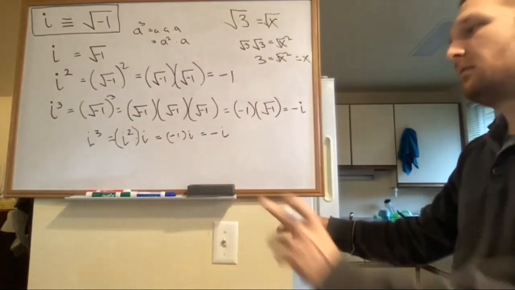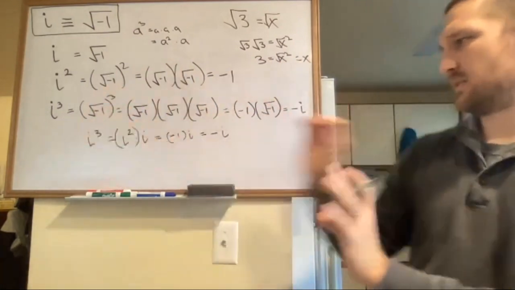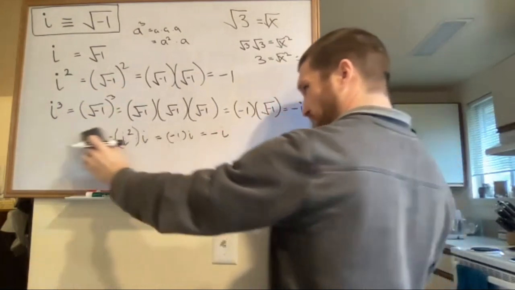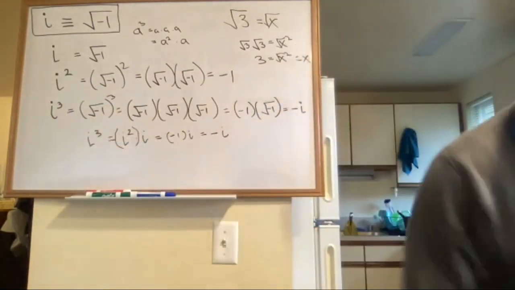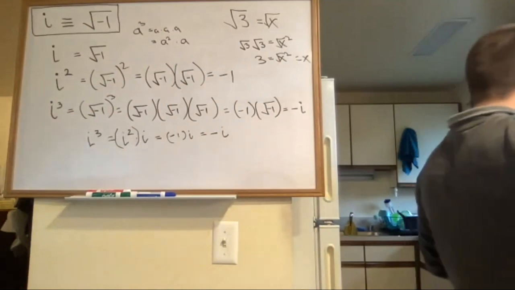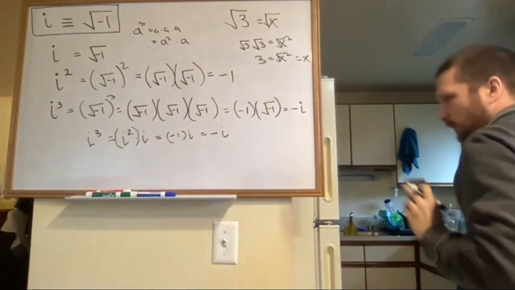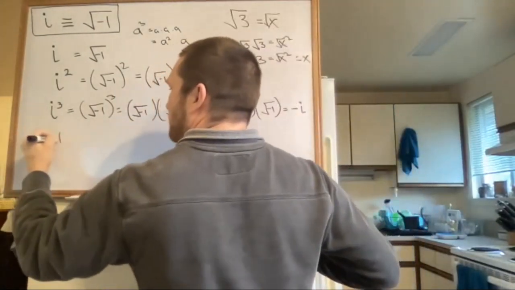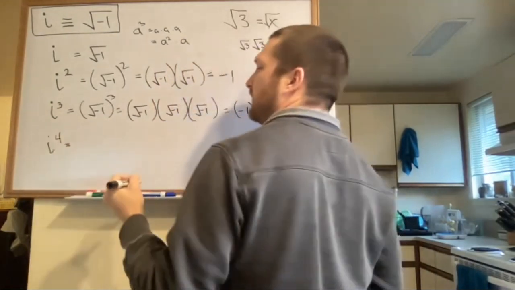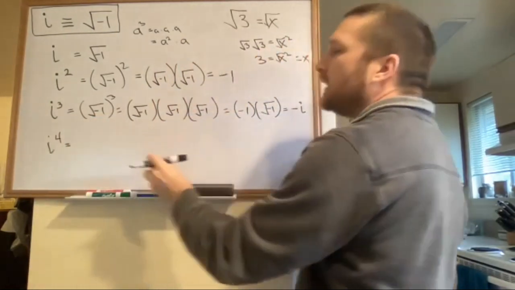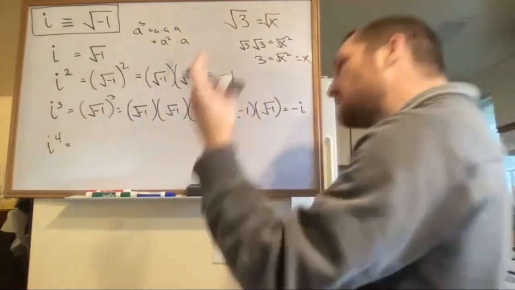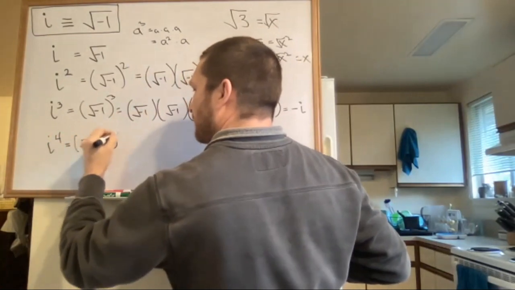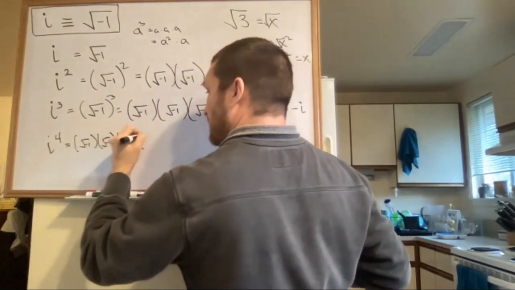Okay, so let's use that to help us with the next problem. We already know what i cubed is. So let's do i to the fourth. We could do it this way. We could write out a bunch of negative ones. Let's do that once. We're going to say, okay, it's the square root of negative one multiplied by itself four times.